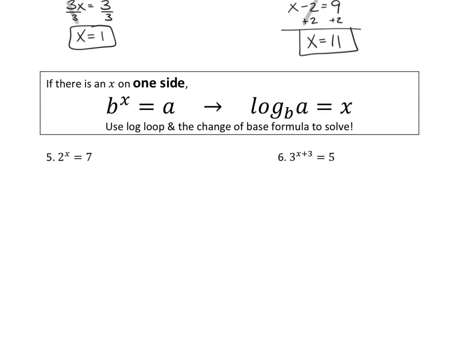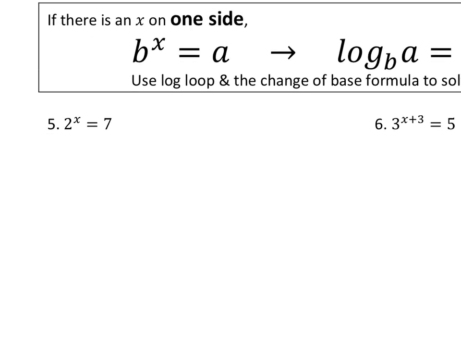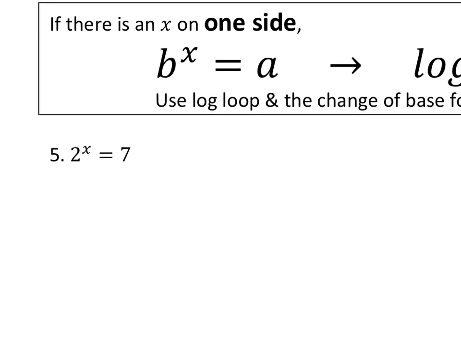If there's only an x on one side, we're going to use the log loop that we did when we learned about the properties to rewrite it into a logarithm form and be able to type it in our calculator using the change of base formula. This one is actually more complicated, but somehow easier. So if I look at this one, I see that there is an x on only one side.